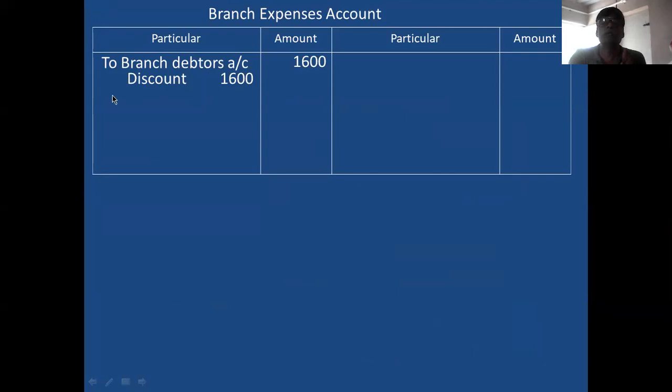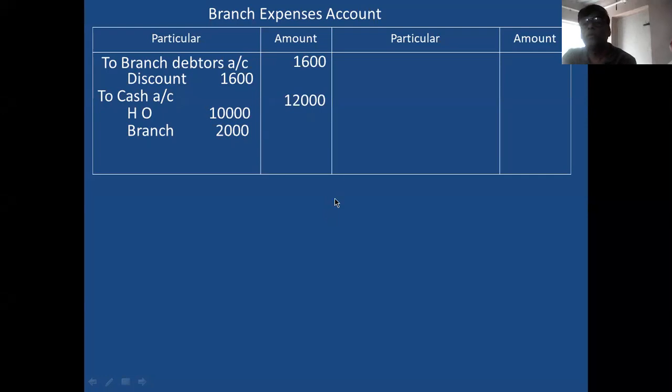This is the first item. Second item is to cash. Under to cash, you write expenses paid in cash. First is expense paid by head office 10,000. Second is expense paid by branch 2,000. You write these two and take the total, 12,000. Only two items you remember: one is expense related to debtors, another is expense paid in cash.